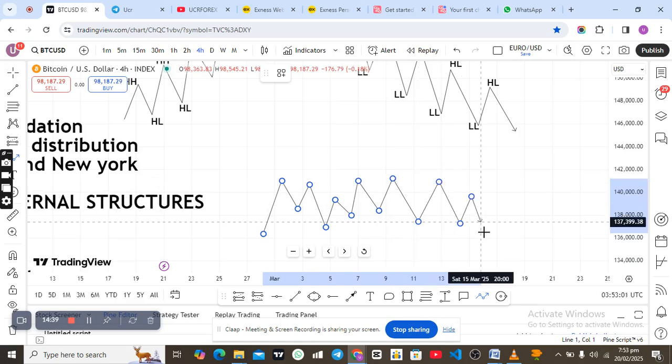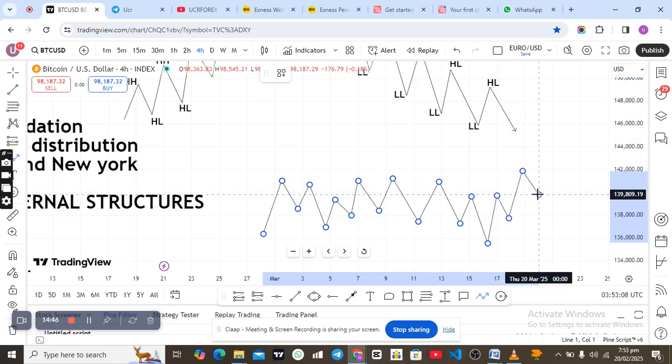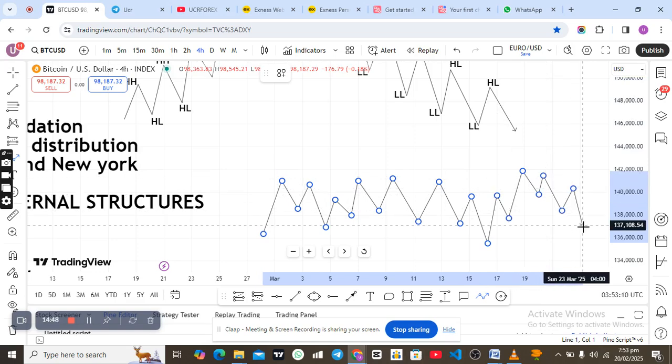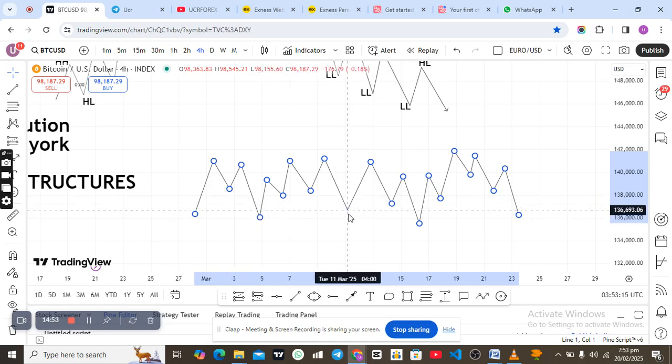This is a period where the market is in a consolidation phase. Whenever you spot something that looks like this, it means that the market is ranging. So you can also call it a sideways market.